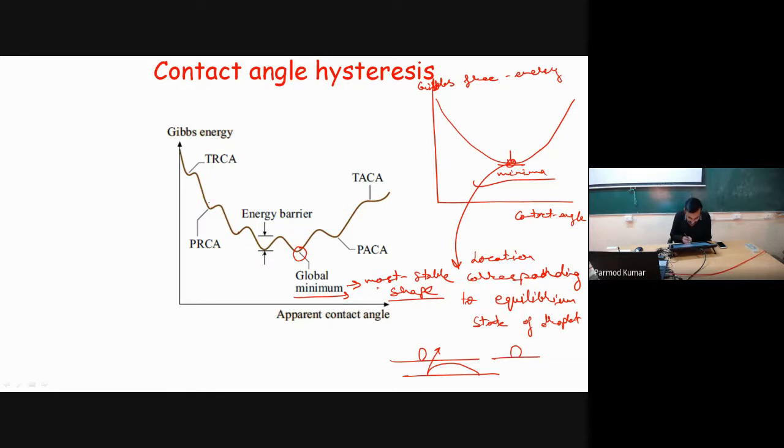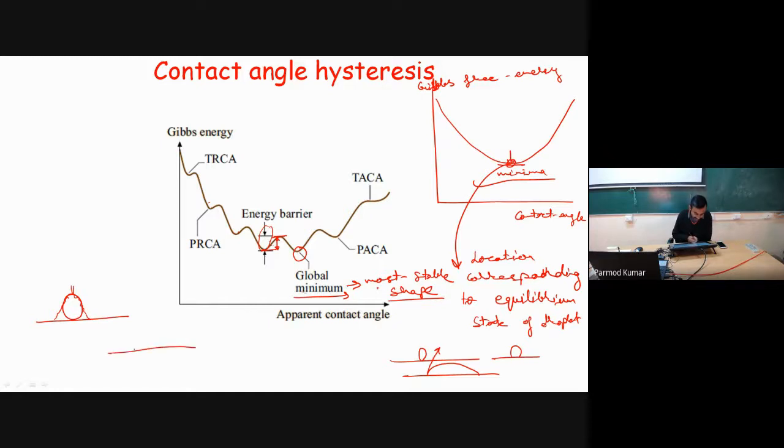If the droplet has to move from one minimum to another, it has to cross some energy barrier. This much Gibbs free energy is required to move from this state to this state, so this is called the energy barrier. When a droplet is placed over a solid surface, because of some instabilities in experiments, we will find some oscillations in the droplet, and it will have the tendency to move from one energy state to another, until it reaches the global minimum state.